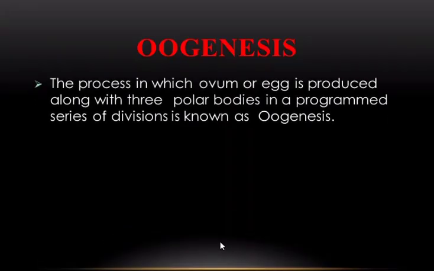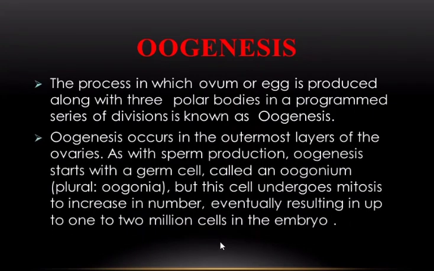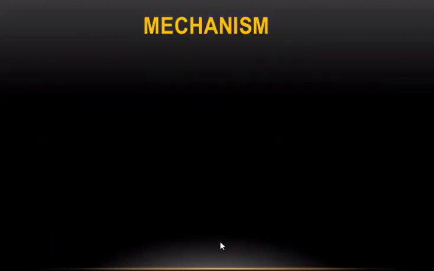Oogenesis is the process in which an ovum or egg is produced along with three polar bodies in a programmed series of divisions. Oogenesis occurs in the outermost layer of the ovaries. As with sperm production, oogenesis starts with the germ cell called oogonium, but this cell undergoes mitosis to increase in number, eventually resulting in up to 1 or 2 million cells in the embryo.